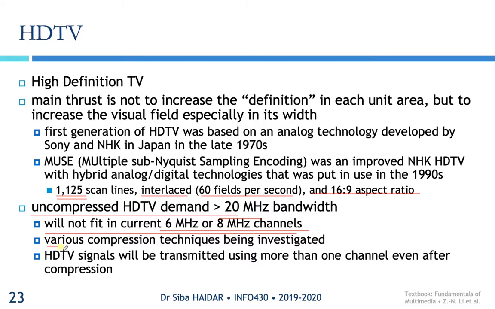So various compression techniques began to be investigated, and the HDTV signals will be transmitted using more than one channel even after compression. So even after compression, we needed more bandwidth.